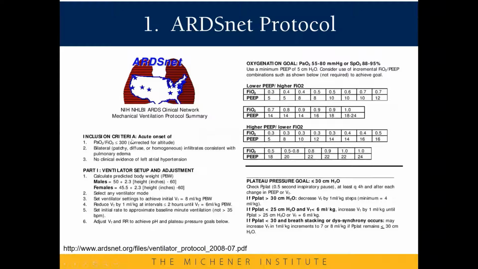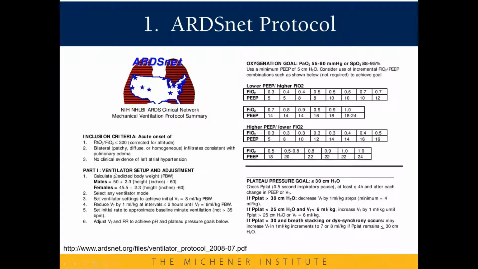So it gives you your inclusion criteria for acute onset of ARDS. So it talks about your PF ratio, which we discussed earlier, your PaO2 divided by your FiO2, keeping it less than or equal to 300. It talks about the bilateral, patchy, diffuse, or homogeneous infiltrates consistent with pulmonary edema. And there's no evidence of left atrial hypertension.